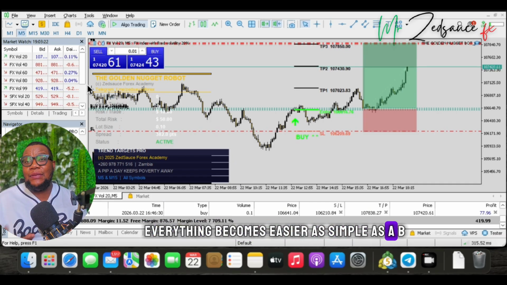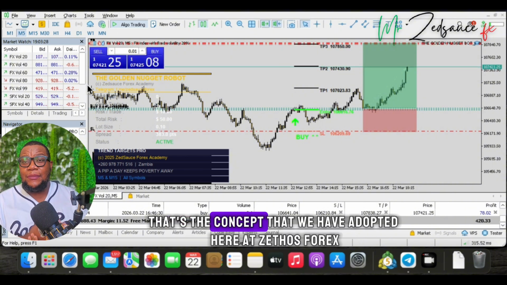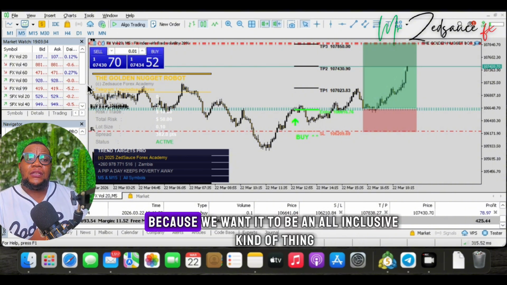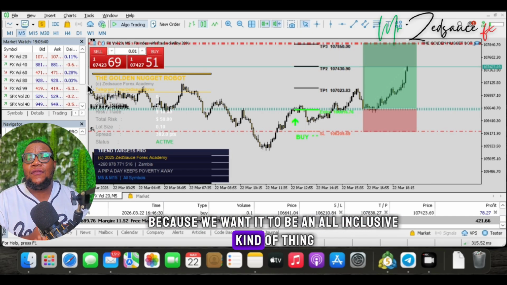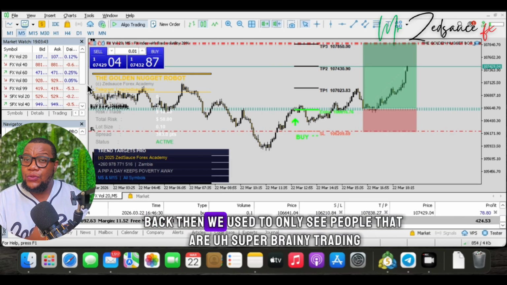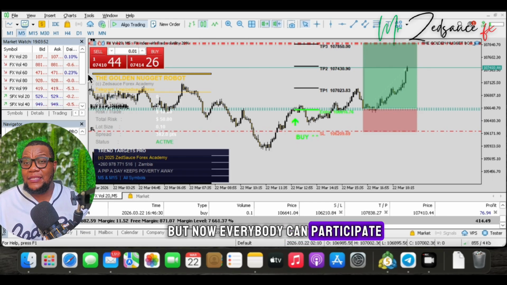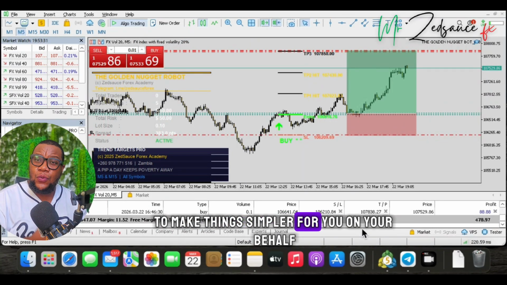As simple as ABC. Explaining it to a 3-year-old. That's the concept that we have adopted here at ZSource Forex, because we want it to be an all-inclusive kind of thing. Back then, we used to only see super brainy people trading, but now everybody can participate if you have these tools to guide you, to make things simpler for you on your behalf.